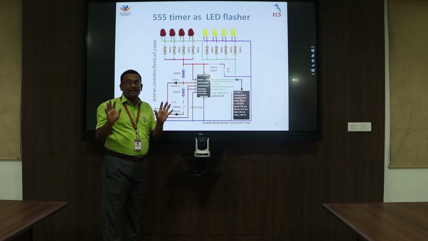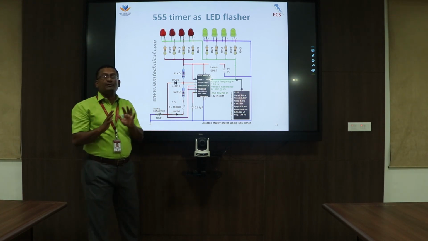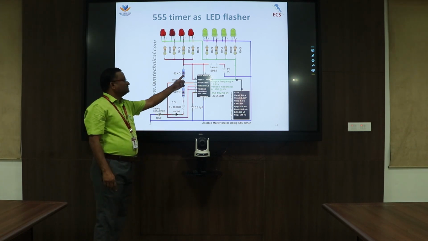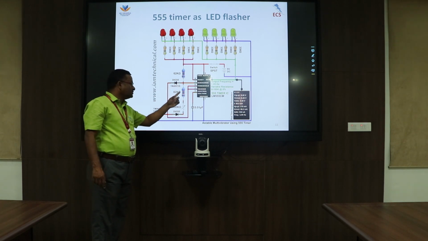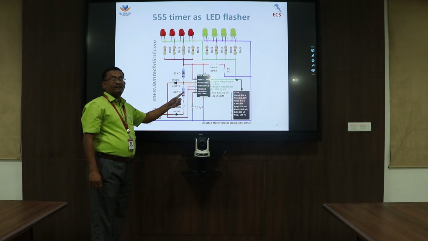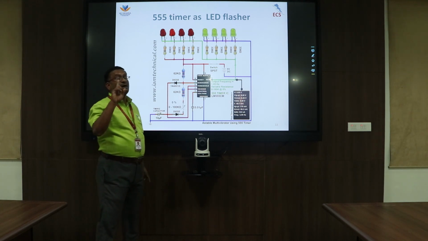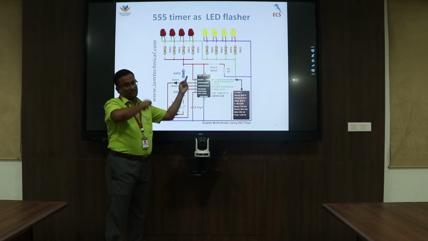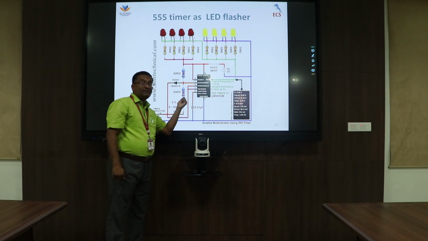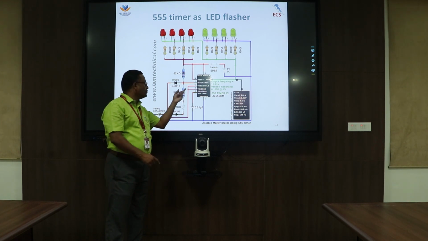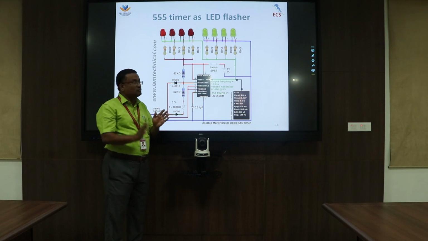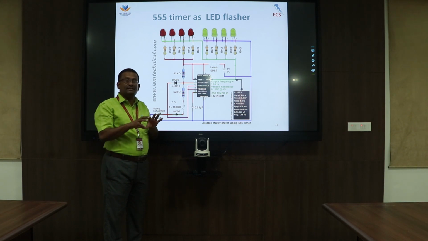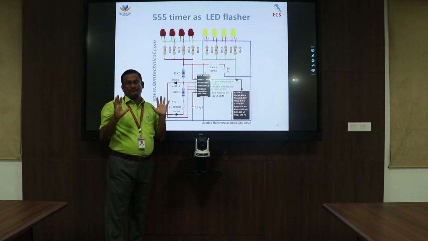If you want to change the timing cycle, the cycle duration, or the duty cycle of the output terminal, you have to vary these resistance values. I will just give the clue. If you want to vary the on time of the duty cycle, you have to vary the resistor R1. If you want to vary the off time of the duty cycle, you have to vary the resistor R2. So according to the variations in the resistors, the duty cycle or the time duration is varied.